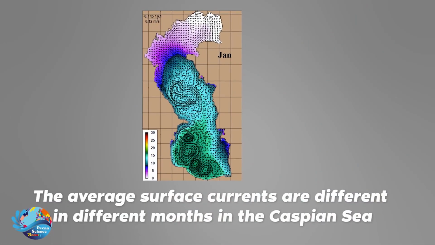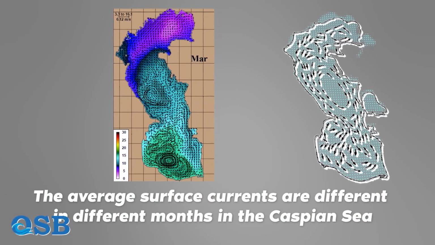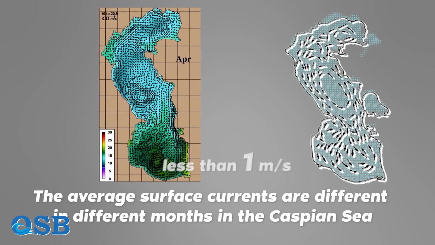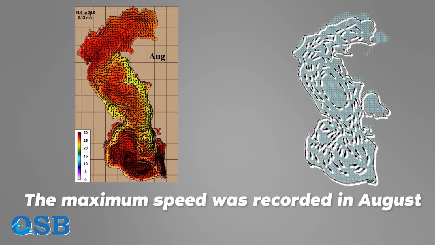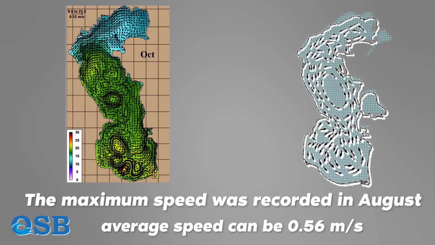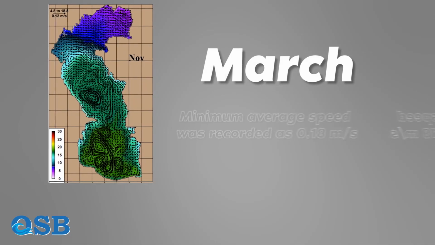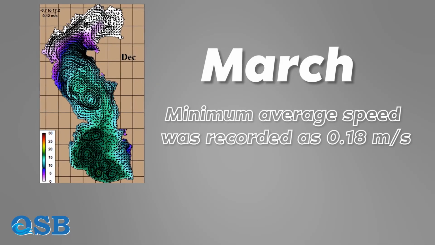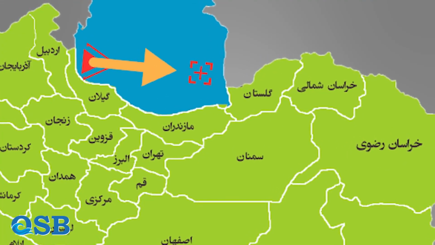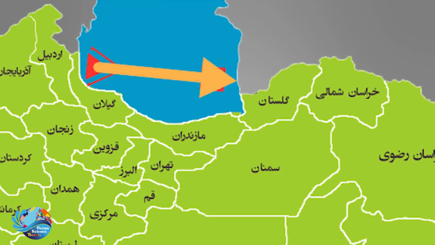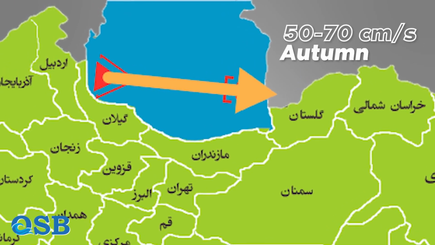The average surface currents are different in different months in the Caspian Sea. On average, the currents of the Caspian Sea are usually less than 1 meter per second. The maximum speed was recorded in August, while the average speed can be 0.56 meter per second. In March, the minimum average speed was recorded as 0.18 meter per second. Most currents on the coast of Iran are from west to east, and their speed reaches 50 to 70 centimeters per second in some seasons, like autumn.